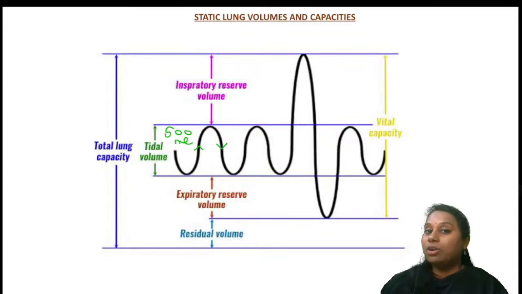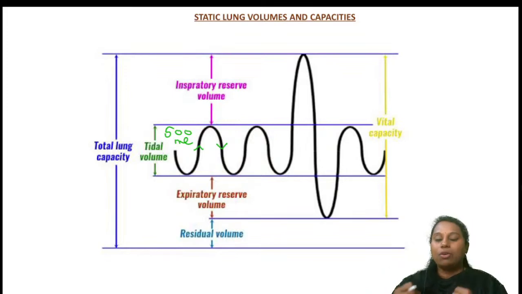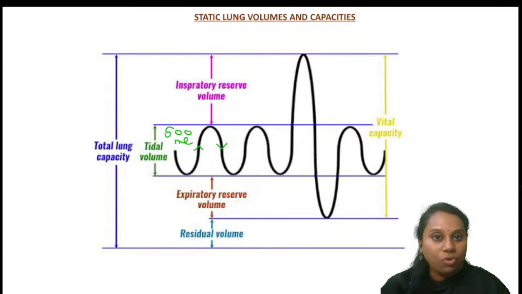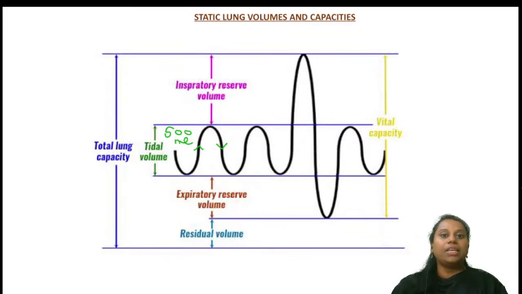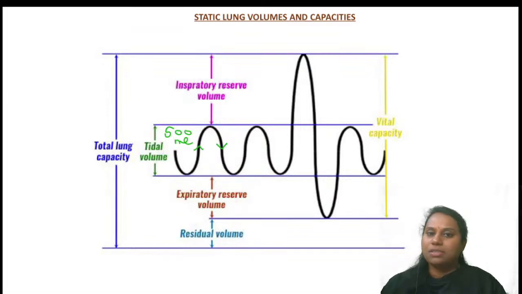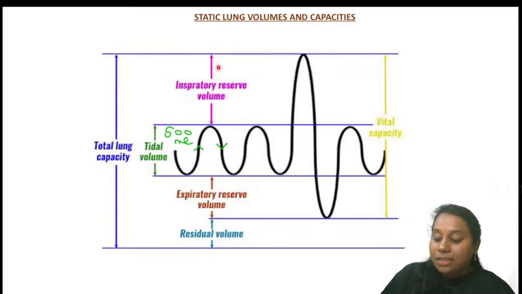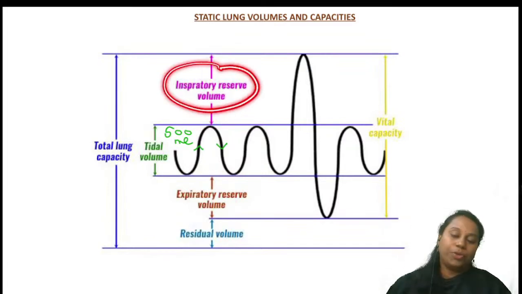So what is tidal volume now? During normal effortless breathing, how much air moves in or moves out, that is called tidal volume. That is the definition for tidal volume. What is the value of tidal volume? Approximately 500 ml for any individual. It could be plus or minus, it's only an approximate value.